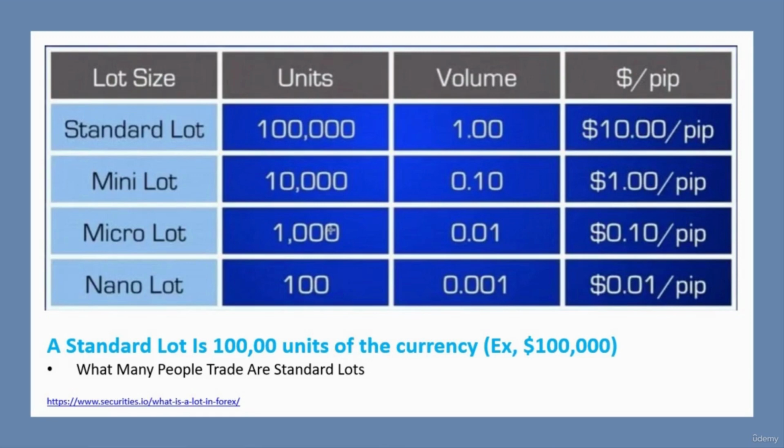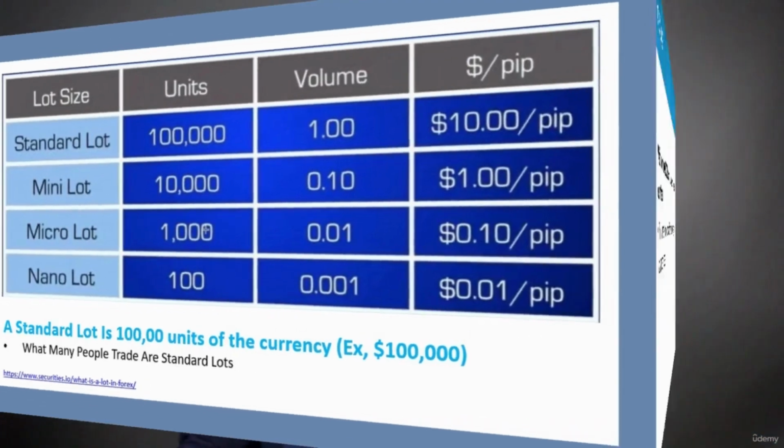Sometimes they refer to it as a 1.0, and then there's an amount associated with that, for example, $1 per pip. Remember, a pip is typically our 4th decimal place. It's a $10 movement per pip when you're trading at a standard lot of 100,000 units, right? So a standard lot is 100,000 units of the currency, for example $100,000. Many people are trading standard lots.